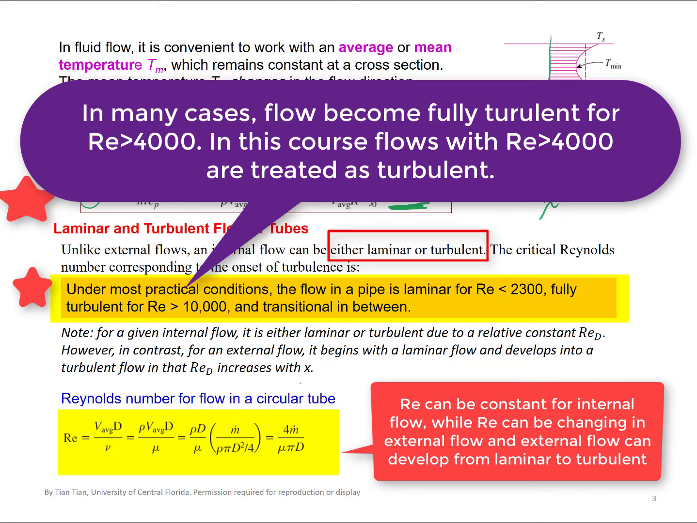We can also express this average velocity in terms of mass flow rate. Then Reynolds number in terms of mass flow rate is this. Note here, students are expected to be able to calculate the Reynolds number in terms of average velocity. You're also expected to be able to calculate the Reynolds number in terms of mass flow rate.